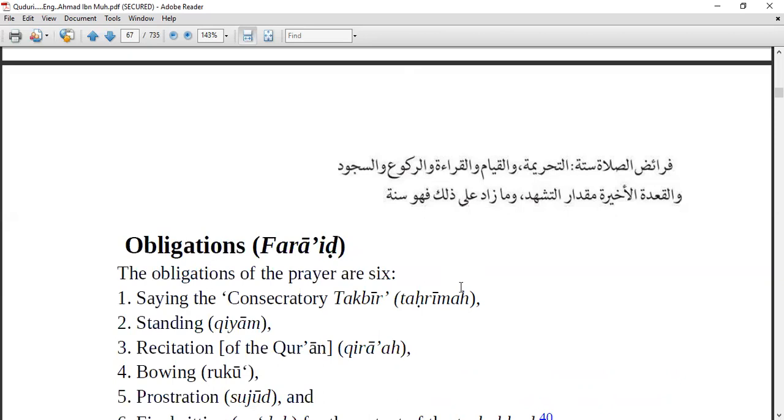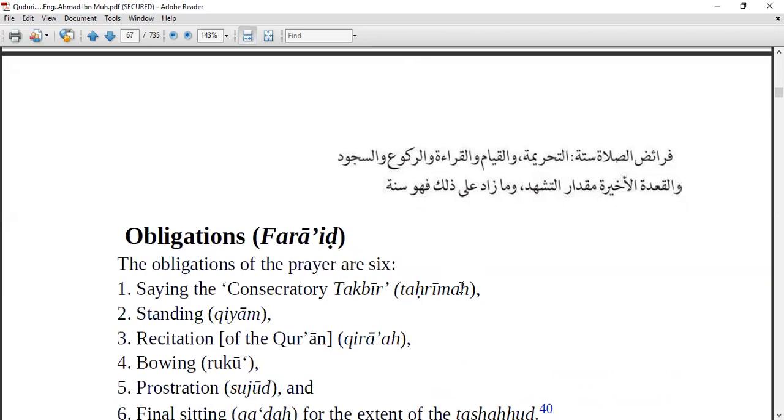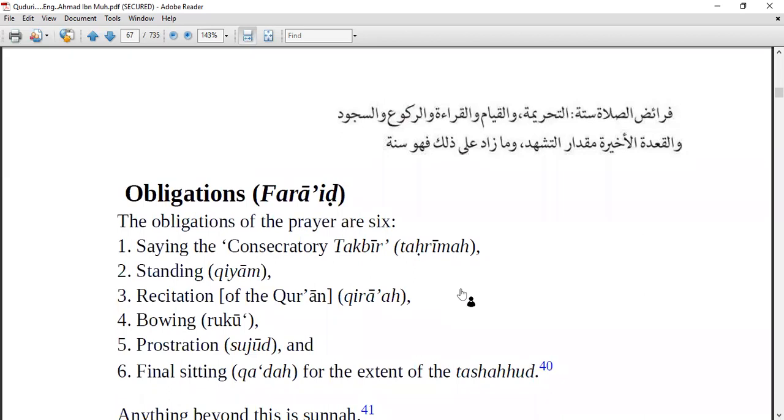There are 6 obligations of Salah. To list them, that's saying Takbir Tahrima. Number 2, that is Qiyam. Number 3, recitation of the Quran, Al-Qira'ah. Number 4, it's Ruku. Number 5, it's Sujud. And number 6 is Al-Qa'd al-Akhirah, the sitting in the last rak'ah. Right? So let's take each one and talk a bit about it.